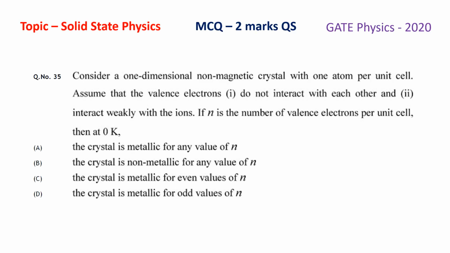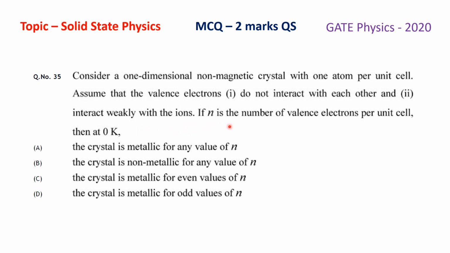This question was asked in the GATE Physics paper 2020. This is an MCQ type question having 2 marks. The question is from the topic solid state physics. The question is, consider a one-dimensional non-magnetic crystal with 1 atom per unit cell. Assume that the valence electrons, number 1, do not interact with each other, and number 2, interact weakly with the ions.